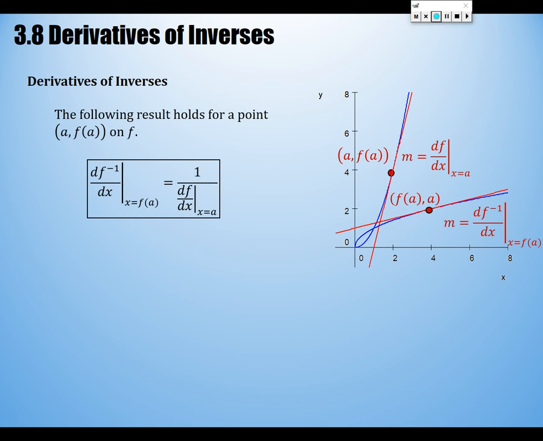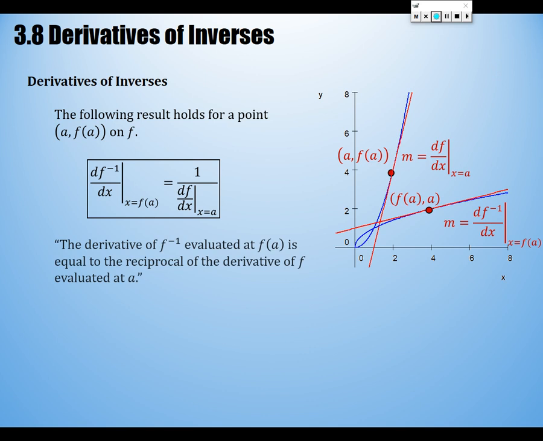Don't get too bogged down in the notation. As we do this, you'll start to figure out what's going on. Out loud, I have it written here in quotes. This is the derivative. It says the derivative of f inverse evaluated at f of a, which is the thing we want, is equal to the reciprocal of the derivative of f evaluated at a. f of a versus at a, right?